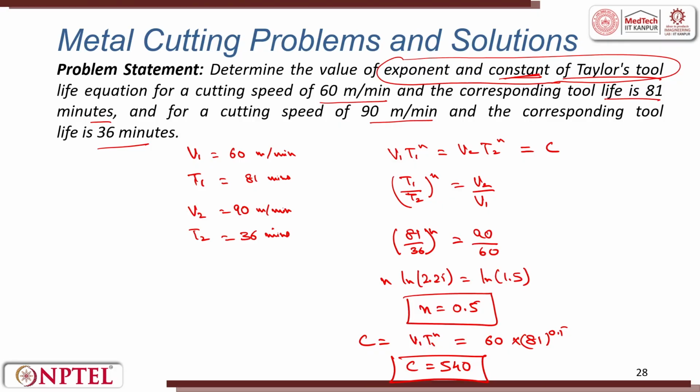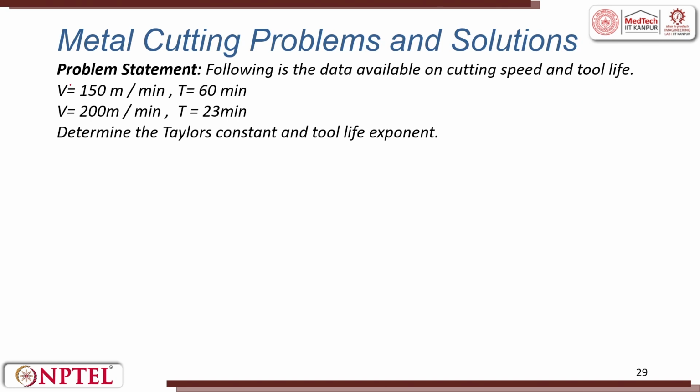Similarly, there is another problem statement in which again V1 and V2 are given, T1 and T2 are given, and we determine the Taylor's tool life exponent and constant. This you can do by yourself, simply again using V1 T1 power n is equal to V2 T2 power n is equal to constant. The unknowns are n and c. This you need to find. I'll give you the answers: n is equal to 0.3 and c is 512.